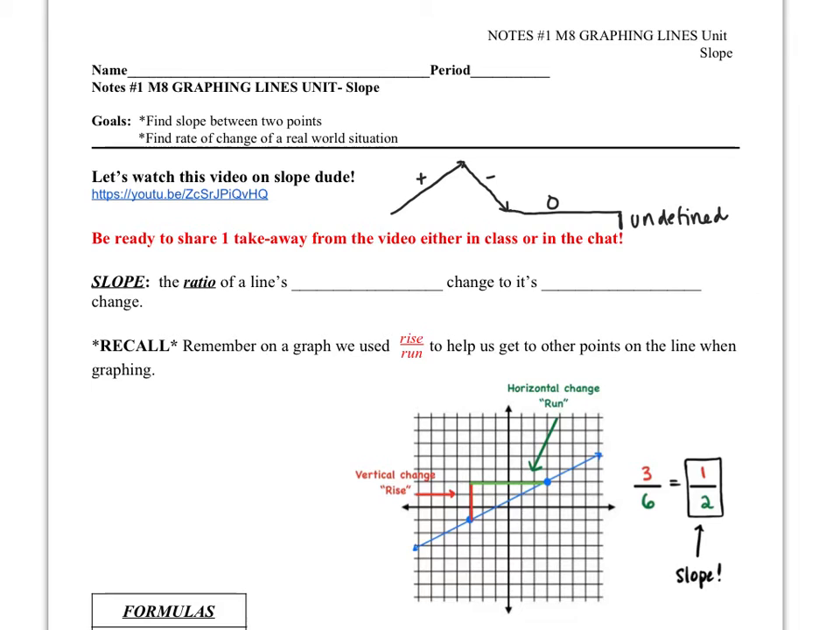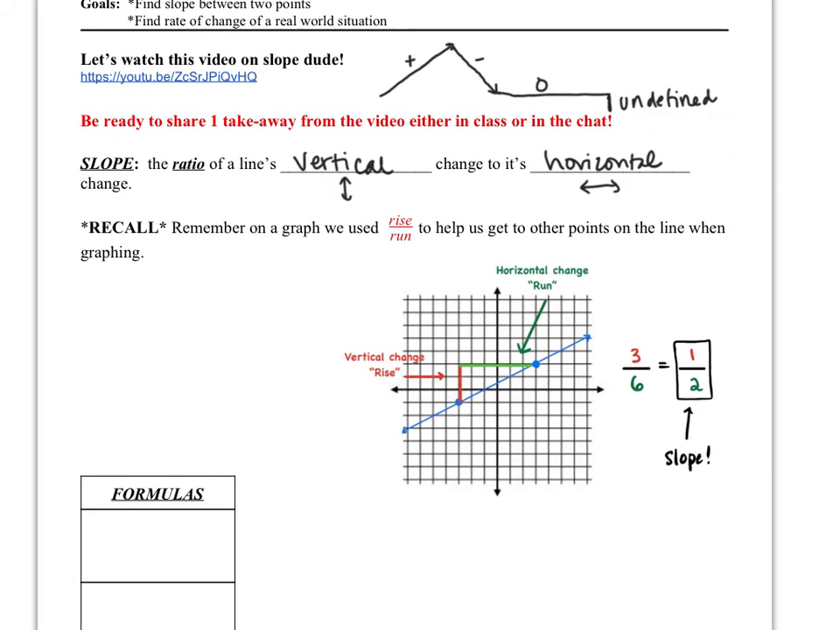So there's 4 different types of slope: a positive, a negative, 0, and undefined. Slope by definition is the ratio. That's what makes us think of our fraction of a line's vertical change to its horizontal change. Now on a graph, when we're talking vertical, we're talking up, down, and when we're talking horizontal, we're talking left, right. So we have already talked a lot about rise over run to help us find or get to other points on the graph when we're graphing.